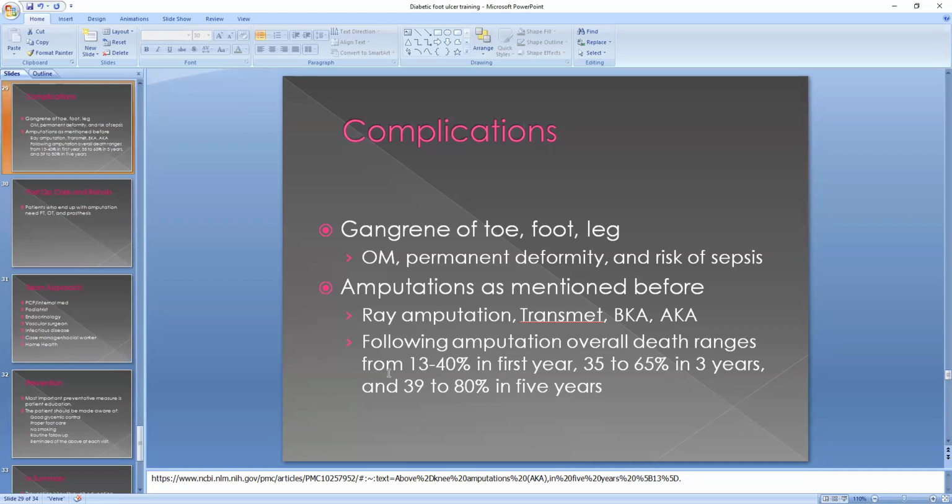when a patient has an amputation, the overall death rate, the range is 13 to 40% in the first year. This person can die. And then it creeps up. Within 5 years, they have a 39 to 80% chance of death. It's so impactful, and just understand where I'm coming from.